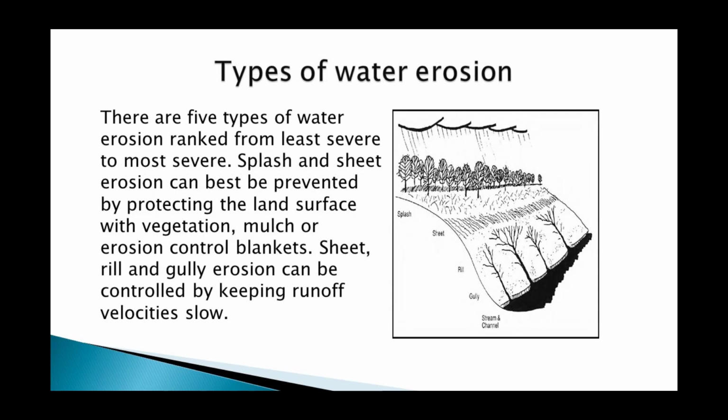There are 5 types of water erosion ranked from least severe to most severe. Starting at the top of the drainage shed, we have the splash and sheet erosion, which can best be prevented by protecting the land surface with vegetation, mulch, or erosion control blankets. Seeding and grass are the most effective control for erosion in the upper reaches of the watershed. As you go farther downhill, you will see there's a sheet and rill and gully erosion, which are more severe forms of erosion. They can be controlled by keeping the runoff velocities slow and the drainage areas low.